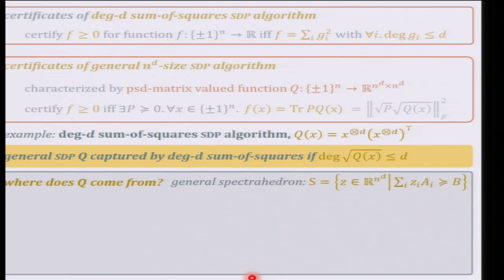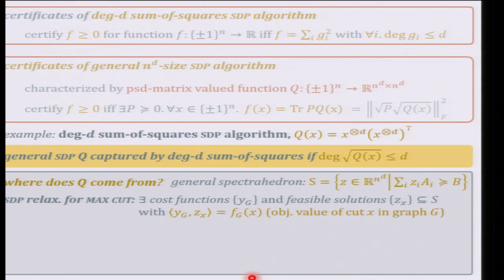So let me describe briefly where this function Q comes up. Basically justifying this claim that these kinds of things really correspond to general SDPs. Okay, so suppose that we have some spectrahedron, that defines our SDP. And now, what does it mean that it's a relaxation of max cut? One thing that it means is that for every true solution x for our max cut problem, we should have a solution z sub x in the spectrahedron.